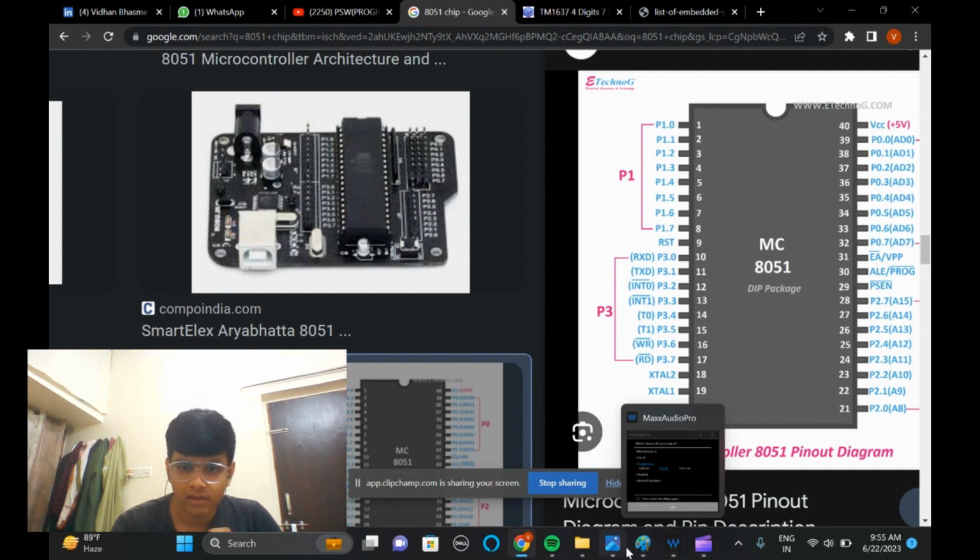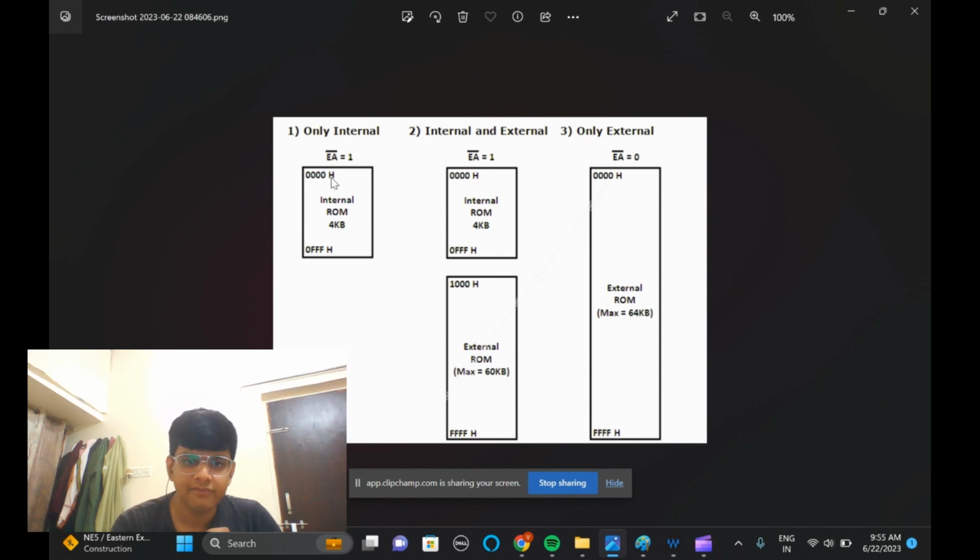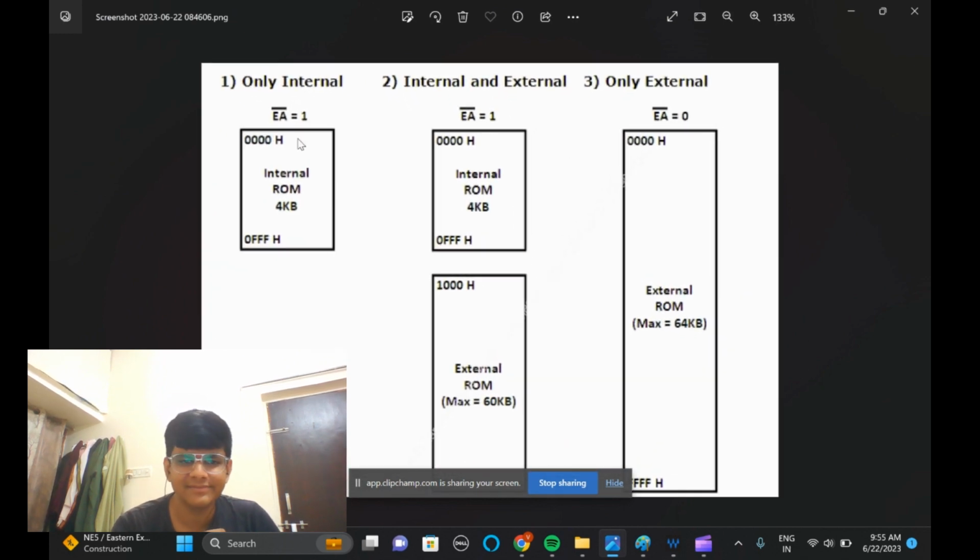Here we go. If EA bar is 1, I will show you. I have already told you, if EA bar is 0, then it will ignore the internal ROM. It will only fetch from the external ROM.